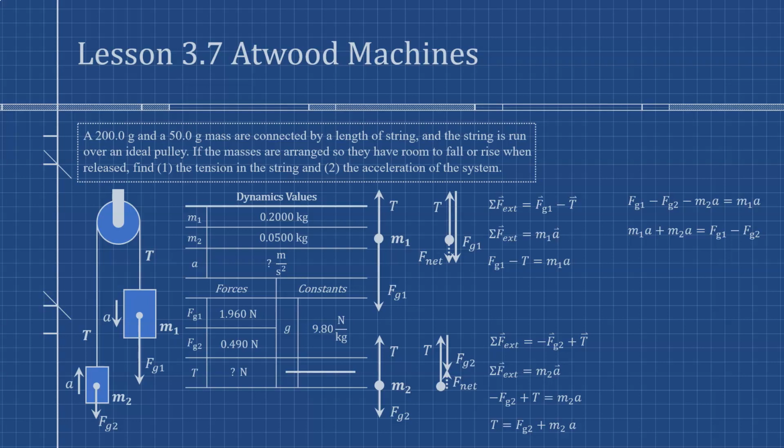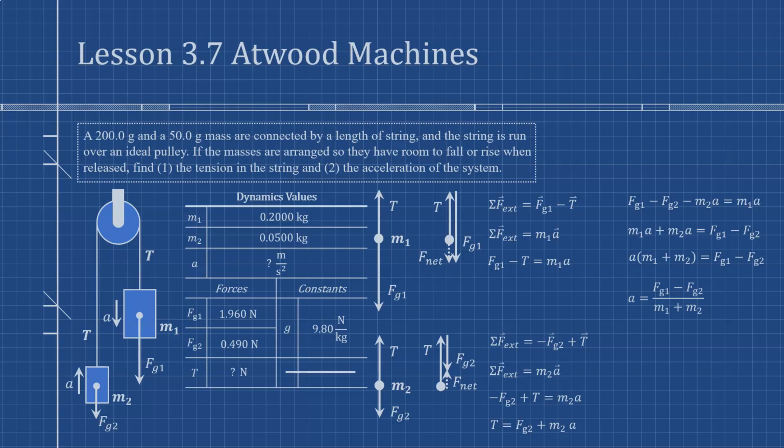Please verify that the equation below is the same as the equation above. I just used valid algebra techniques to get here. All right, the next thing I'm going to do is factor out an A on the left side. So I find that A times (M1 plus M2) equals the weight force of object 1 minus the weight force of object 2. And then I'm going to divide both sides by M1 plus M2.